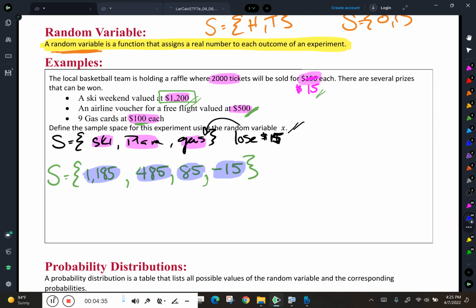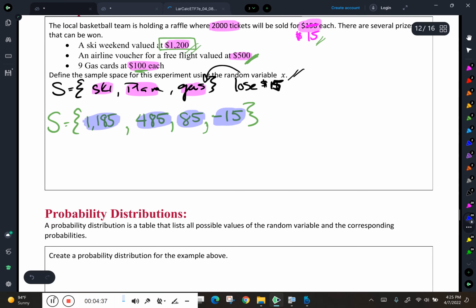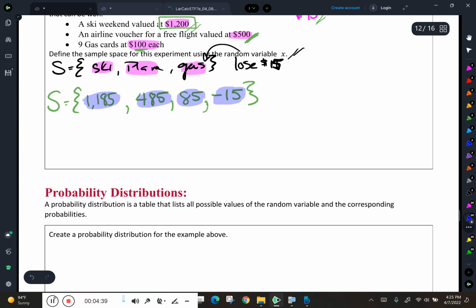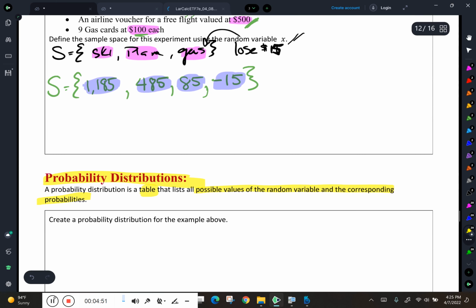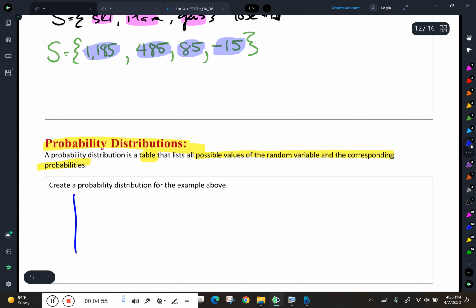Sample space, random variables. Okay. Now, a probability distribution is now going to be a table that will list all of those random variable values and their probabilities. So a probability distribution is going to look like this. It is going to be a table that is going to have a row for the x's and then a row for the probability of those x's.